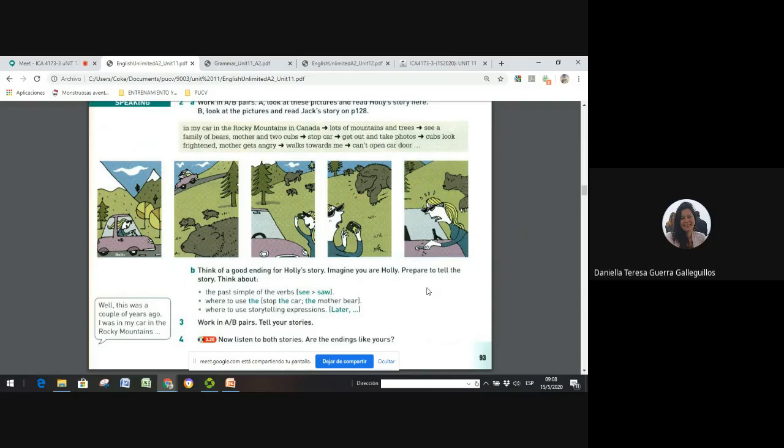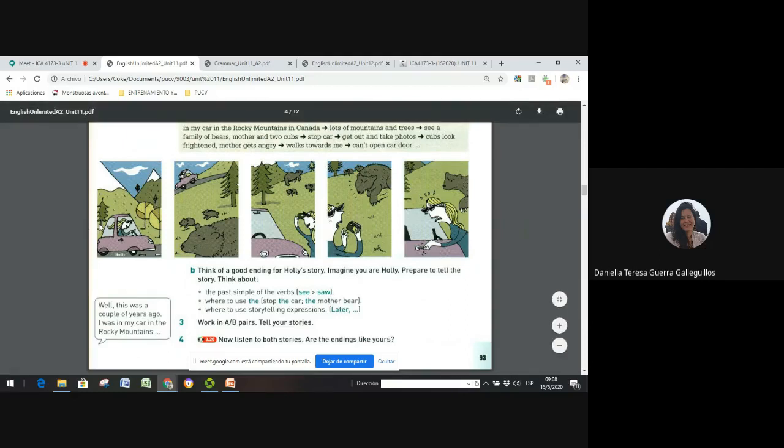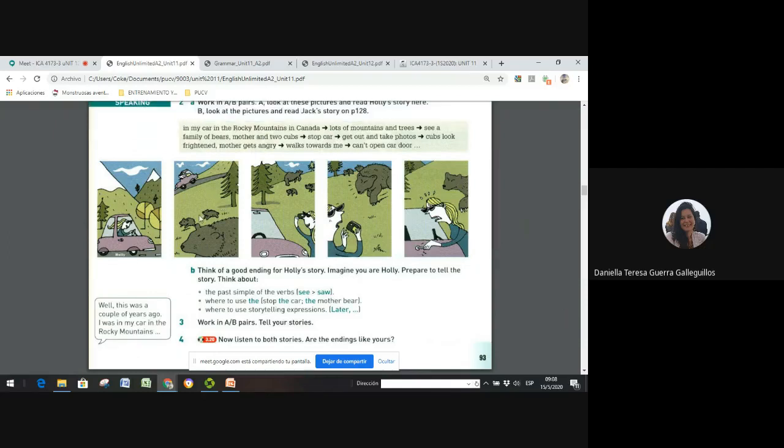Track 20. Holly. Well, I was in my car in the Rocky Mountains in Canada, and I was on a highway with lots of beautiful mountains and trees nearby. It was a sunny day and everything was perfect. Suddenly, I saw a family of bears, a mother bear and 2 cubs, near the side of the road. I love bears, so I stopped the car, got out, and started taking photos.